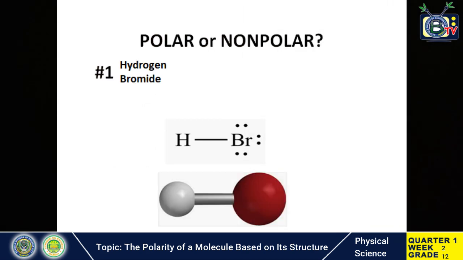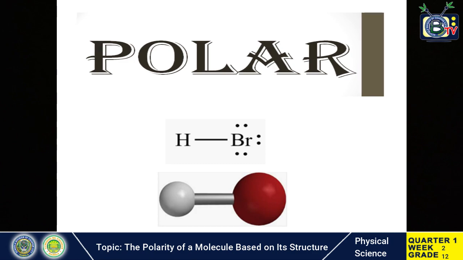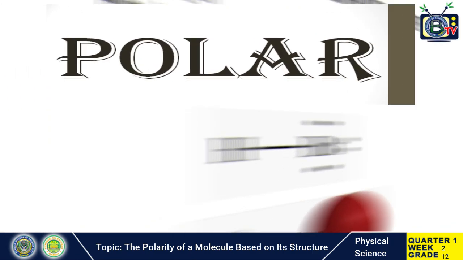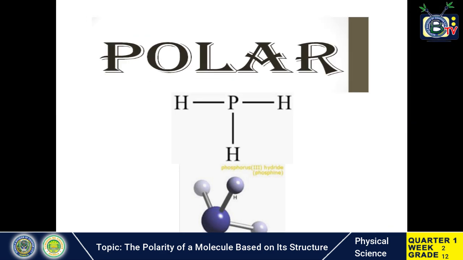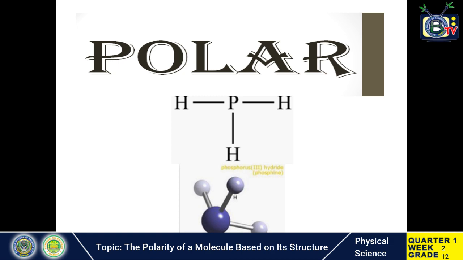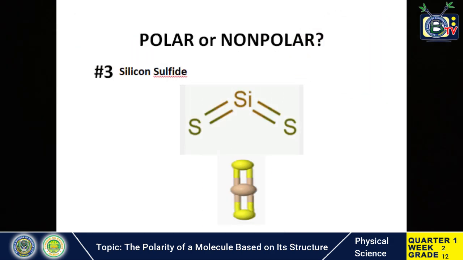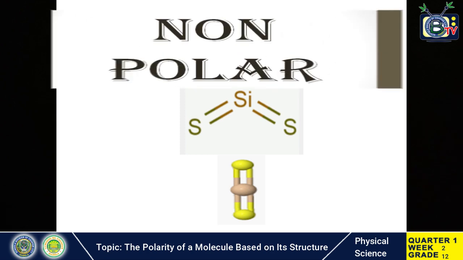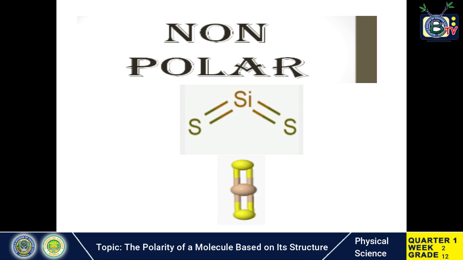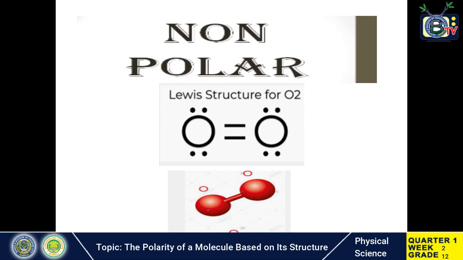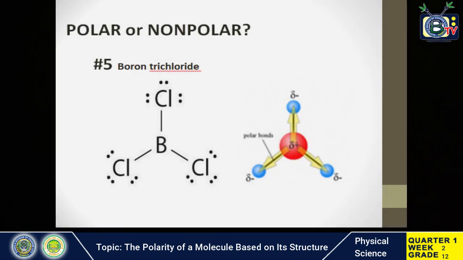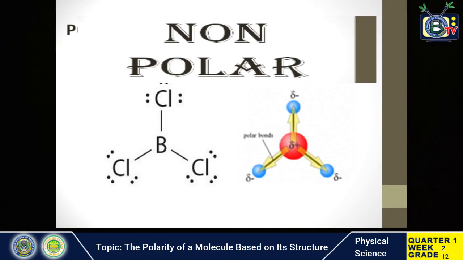So, let us check your answers. Number 1, HBr, polar. Number 2, PH3, polar. Number 3, SiS2, non-polar. Number 4, O2, non-polar. And number 5, BCl3, non-polar.